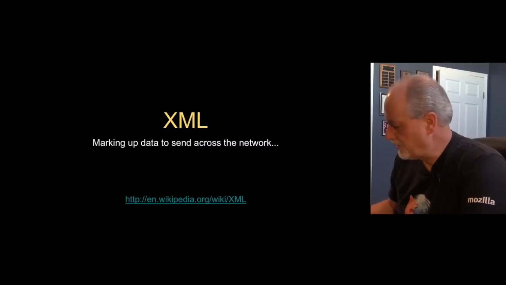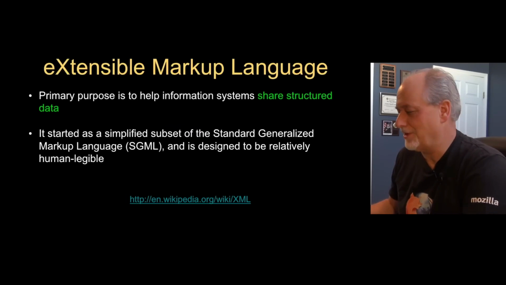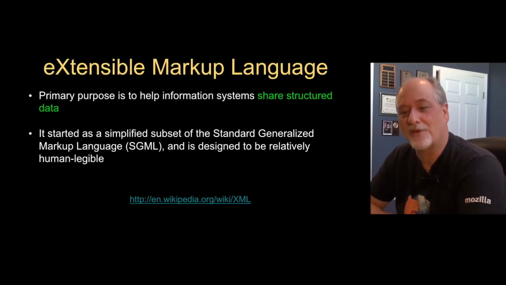So one of the two ways that we mark up data is XML, the other JSON. First we'll talk about XML. We'll talk about XML for a longer time than we talk about JSON. XML stands for Extensible Markup Language.